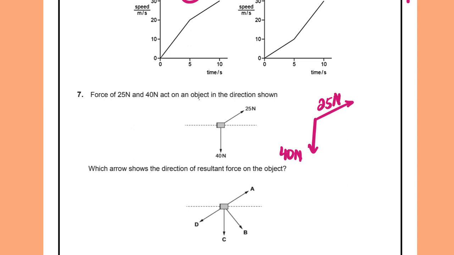So if I just take this 25 Newton force and put it over here, so you know that the direction of the resultant force would be from the tail of the first one to the head of the last one. So this is the direction. So that looks like B, which is going to be my correct answer here.